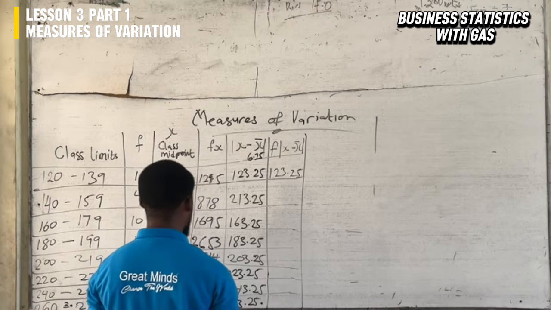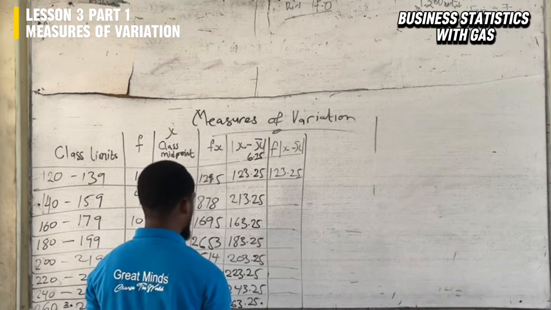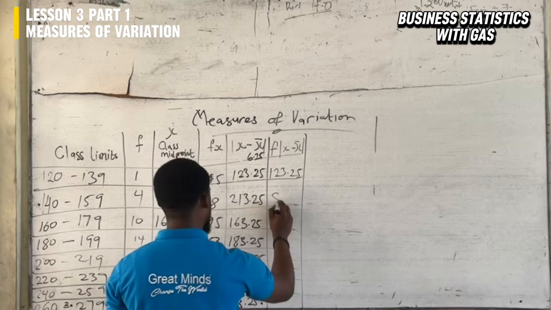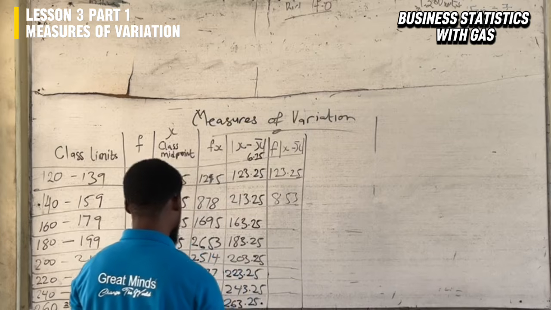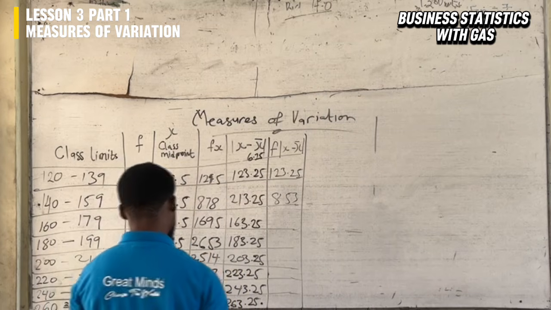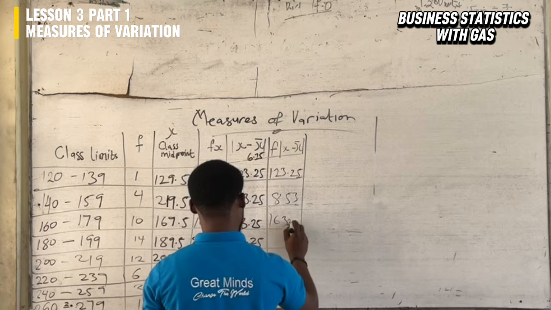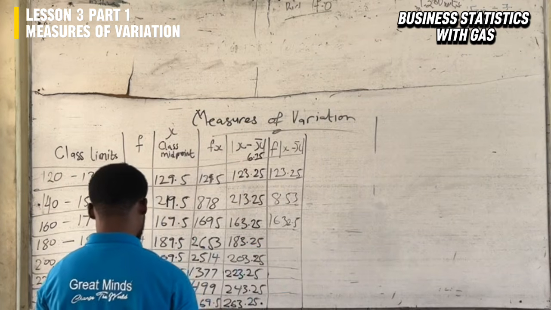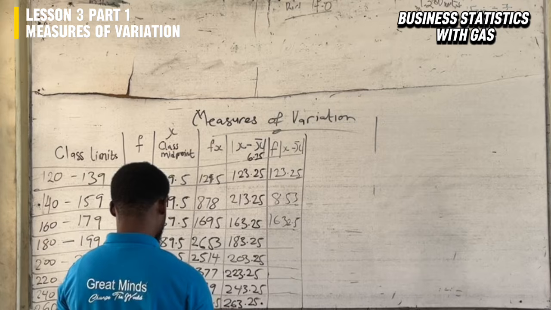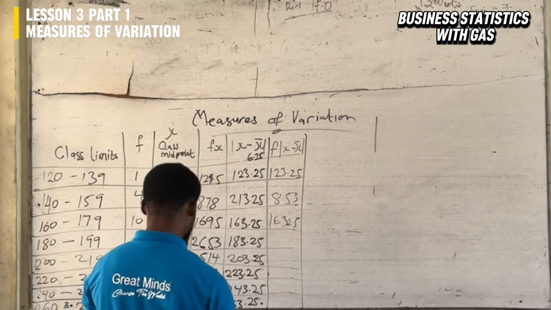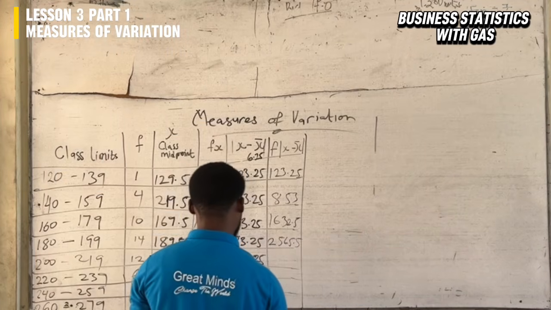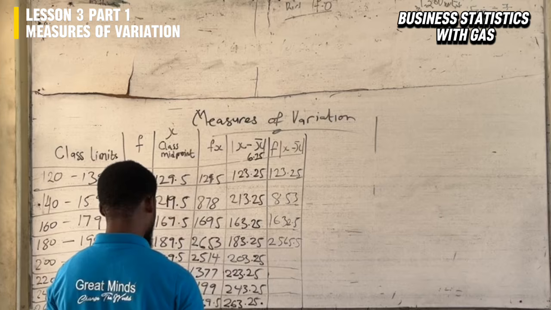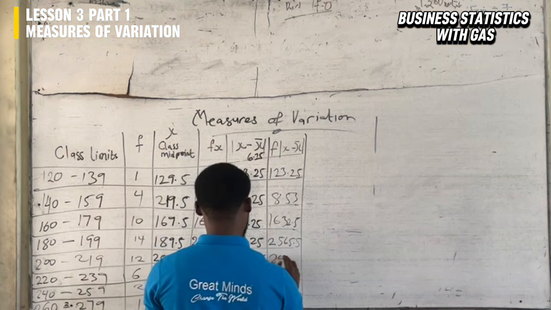And multiply 4 by 213.25. You are getting 853. And multiply 10 by 163.25. You are getting 1632.5. When you multiply 14 by 183.25, you are getting 2565.5. Multiply 12 by 203.25, you are getting 2439.